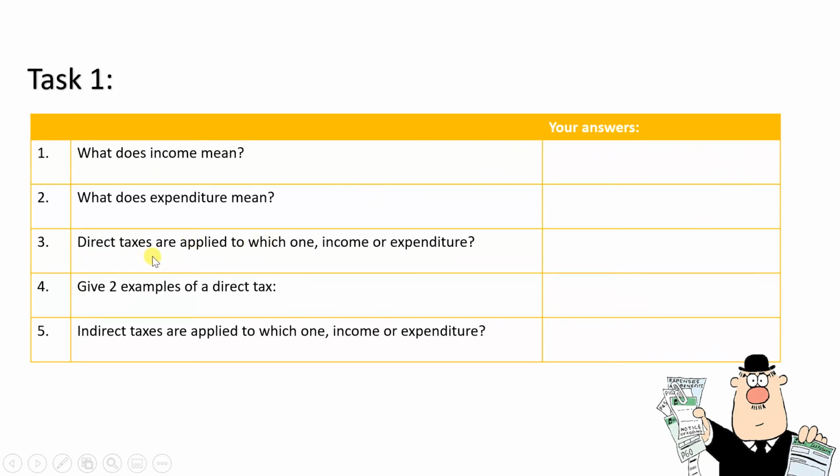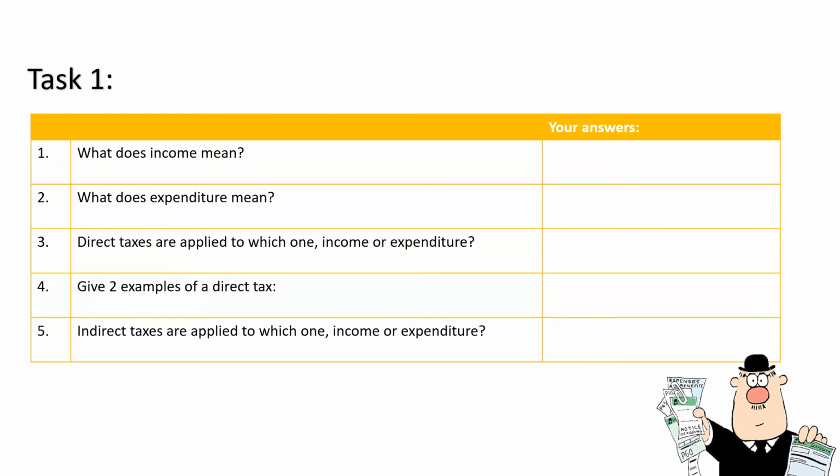Question 3. Direct taxes are applied to which one? Income or expenditure? So all you've got to do is choose which of those two words to go as your answer for number 3. If you're stuck, try and do it from memory from the last slide. Do flip back and have a double check to see if you got the answer right.